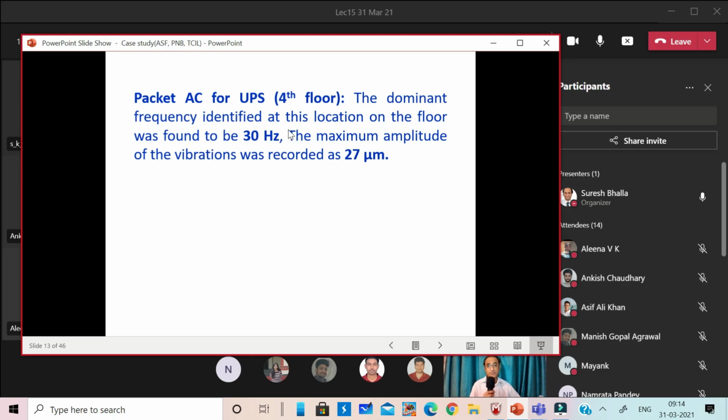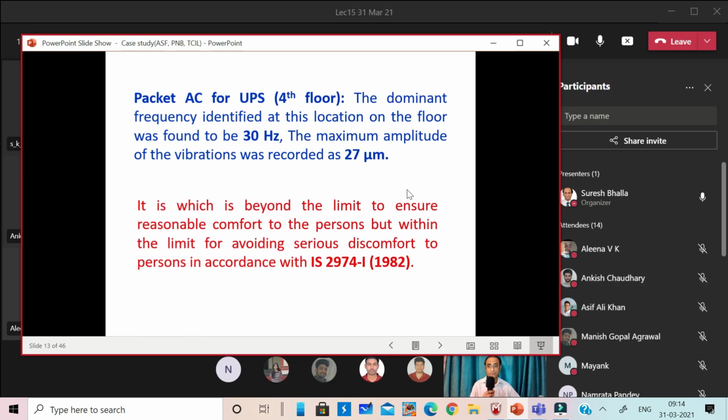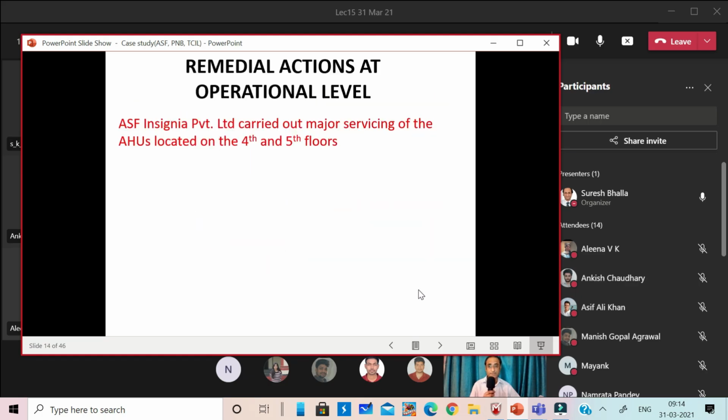So as we see the curve of IS 2974, the higher the frequency, the lower the limit for comfort, discomfort, and for structural safety. So what we found is that this 27 microns at 30 Hertz is beyond the limit to ensure reasonable comfort, but of course within the limit for avoiding serious discomfort to persons.